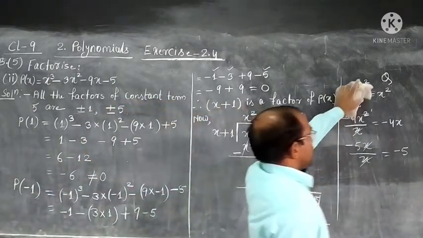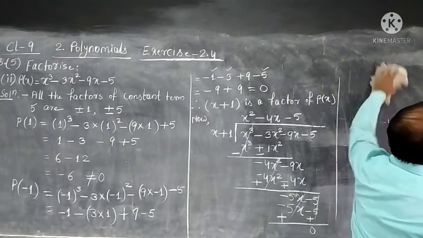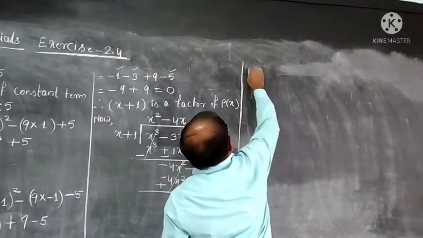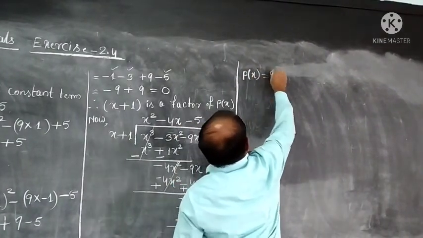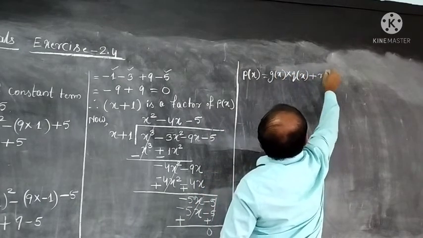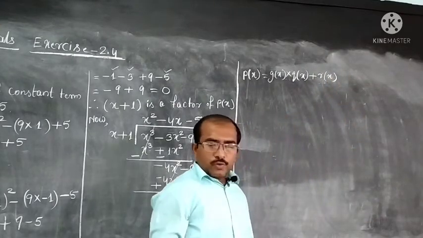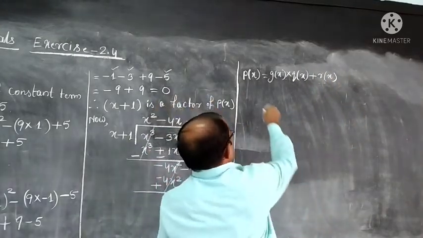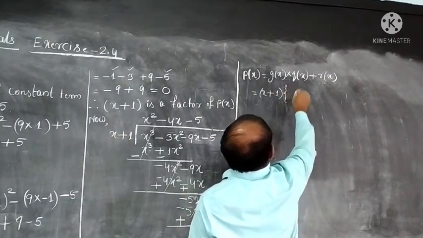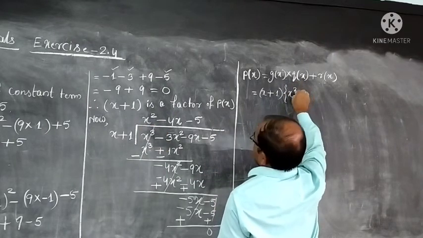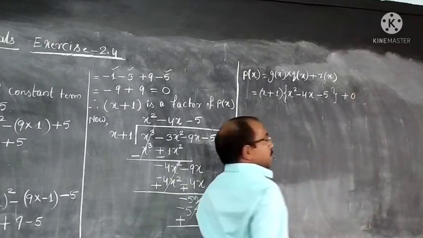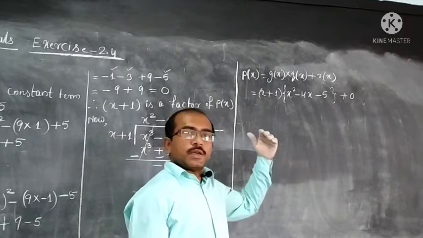And then the last part, what is that last part? Dividend equal to divisor into quotient plus remainder. Dividend is p(x), divisor g(x) into q(x) plus remainder r(x). We all know about this. This is g(x), x plus 1. Quotient x square minus 4x minus 5. Remainder we can just leave also plus 0, or just for this step we can write, your wish.